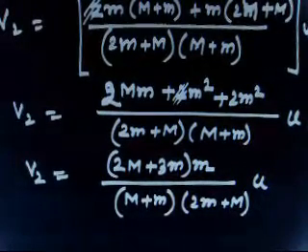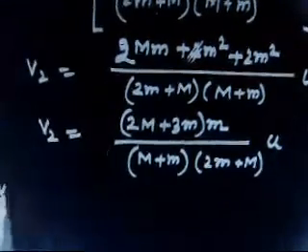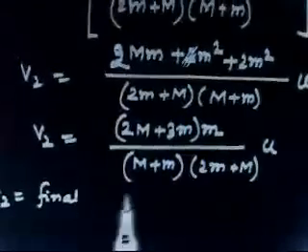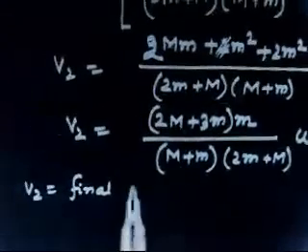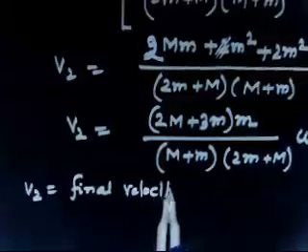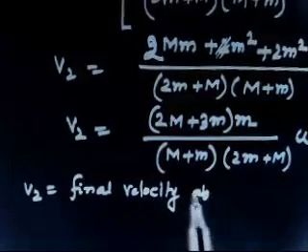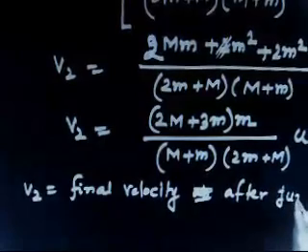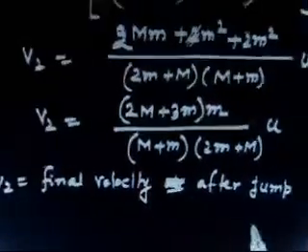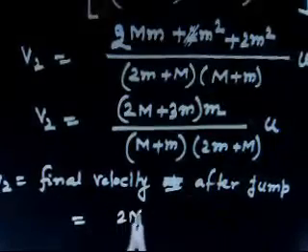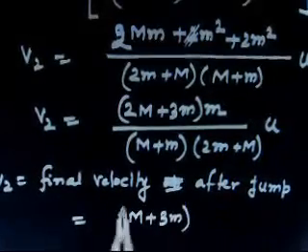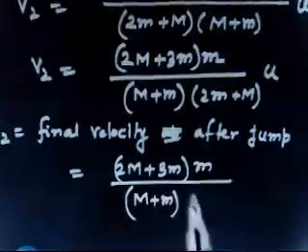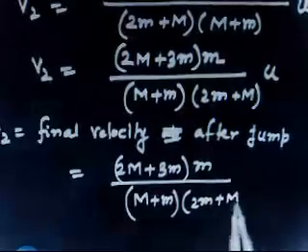If you see the final velocity after jump 1, let us say V2, final velocity after jump 1, 2, that both are jumping one after the other. So the final velocity after jump is given by 2m plus 3m into m, divided by m plus m into 2m plus m into u.